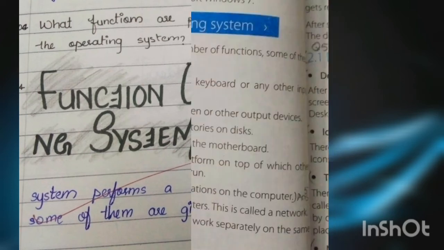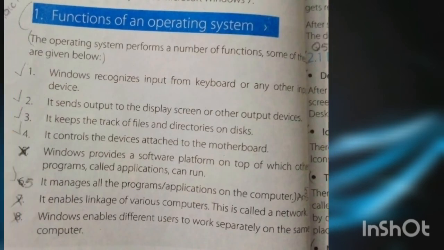Now question number 5. What functions are performed by the Windows? Here you can also write operating system. Performed by the operating system and performed by the Windows. You can write both. Now, answer number 5 is on page number 24. Open page number 24.